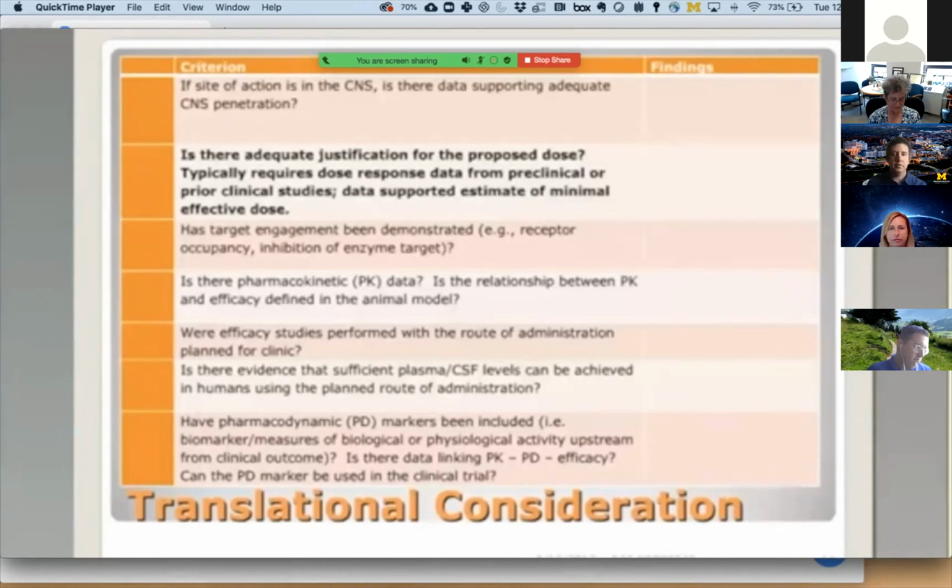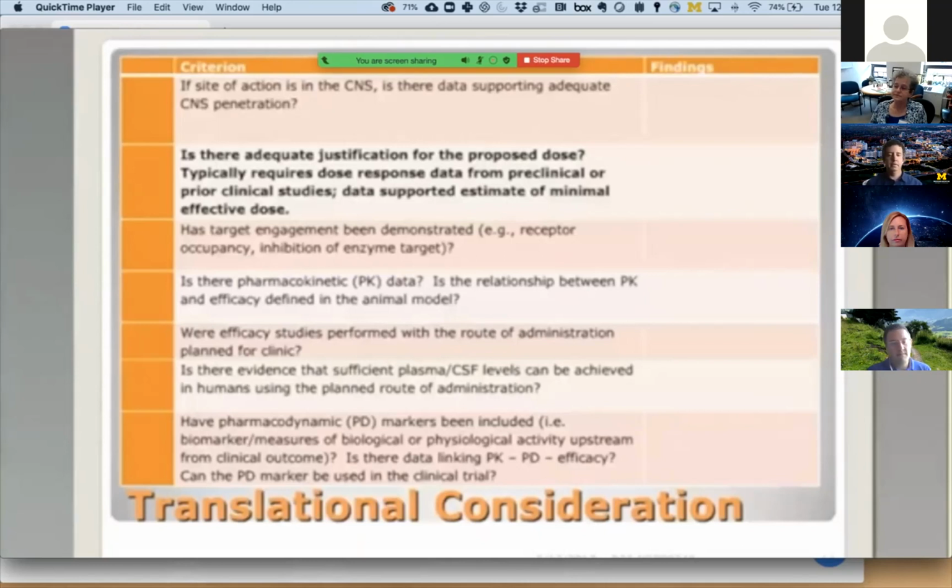Pharmacokinetic data: is this in the animal models? Were efficacy studies performed with a route of administration planned for the clinic? Again, intraperitoneal maybe is being used in a rat model, and we're not planning on doing that in humans. It's a quasi-parenteral type of administration, but not exactly the same as intravenous, if that would be what we're planning, versus oral administration. And can we get the levels in the plasma and the CSF, if the CSF is an area where we need to be getting the drug, to the levels that they achieved using that route of administration?